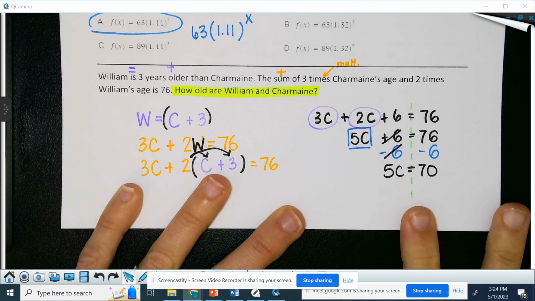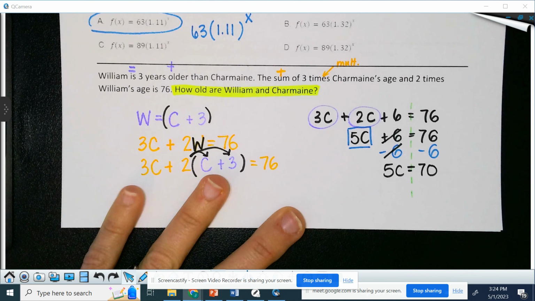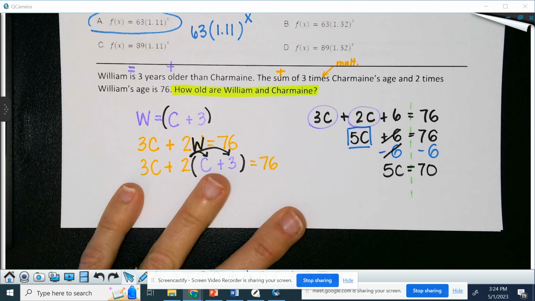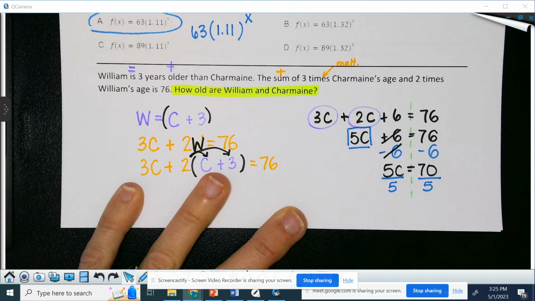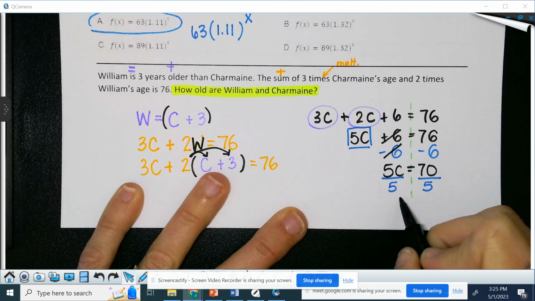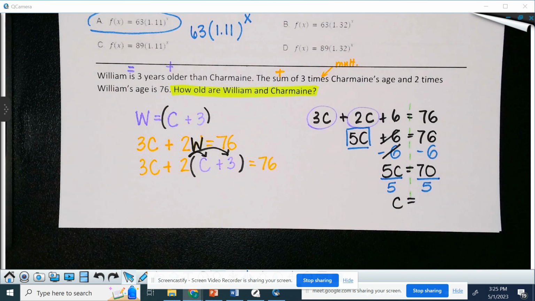What operation is 5C? We're going to divide to undo multiplication, right? Good job. So we're going to divide by 5 on both sides. So C equals, you guys tell me. Good.